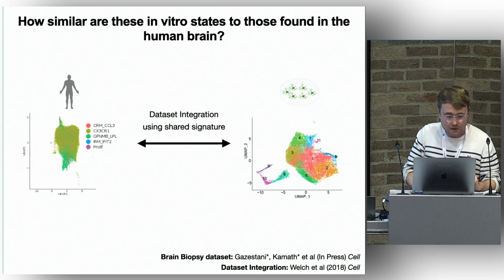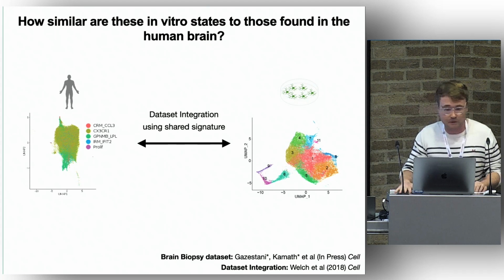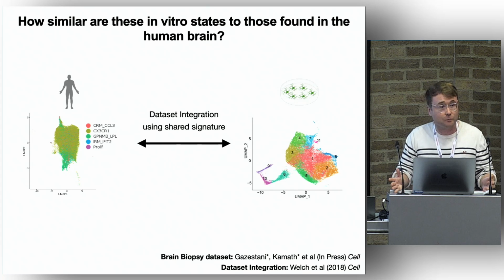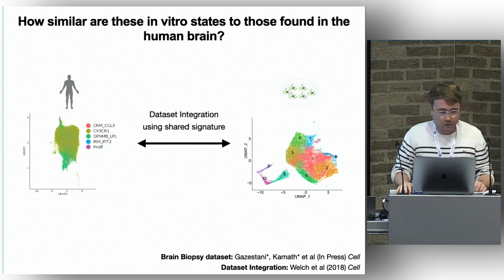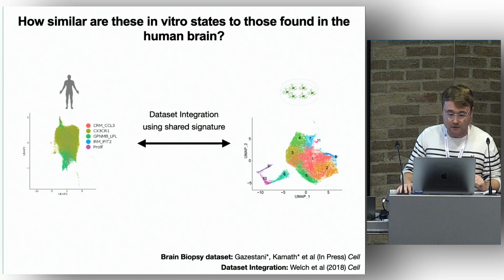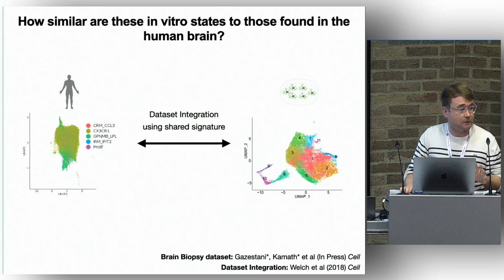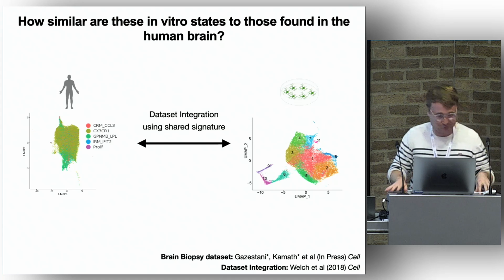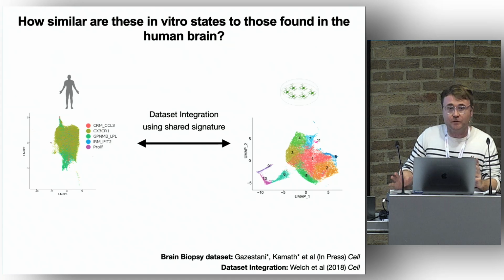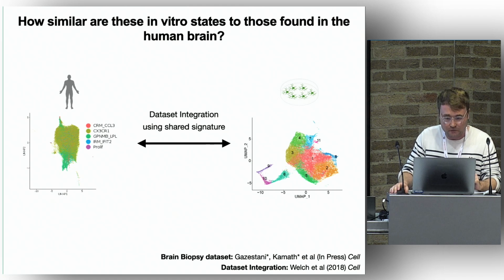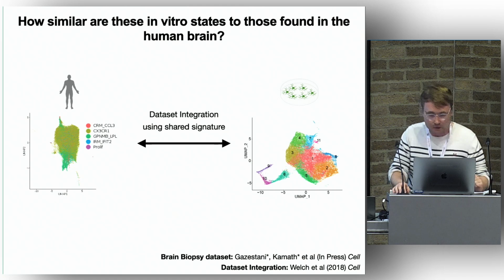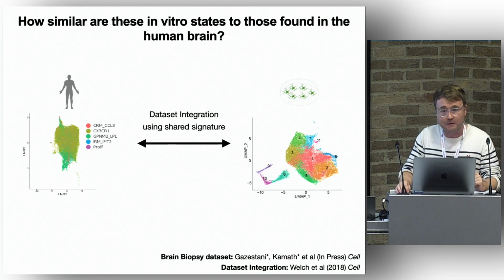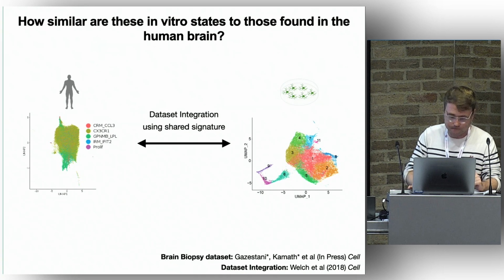So having generated these different microglial states in vitro, the obvious next question was to evaluate how similar these states are to those found in the human brain. So to test this, I leveraged a human brain data set from the lab generated from cortical biopsies of patients with either Alzheimer's disease or control, I should say. And I used data set integration to compare these two data sets, in particular an algorithm called Liger, which aligns data sets by identifying shared common gene signatures.